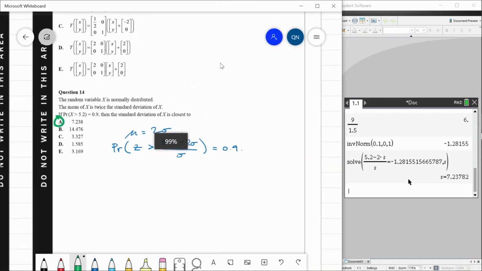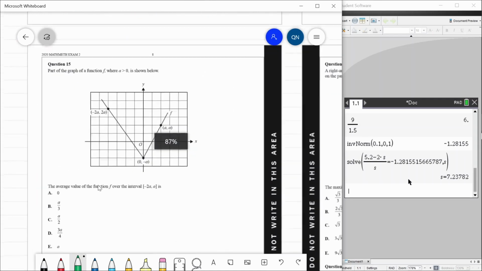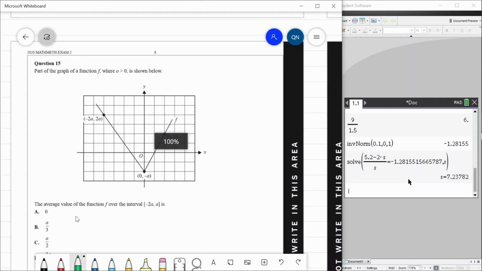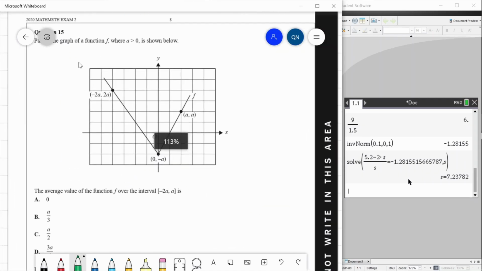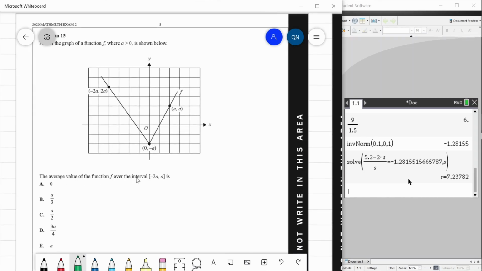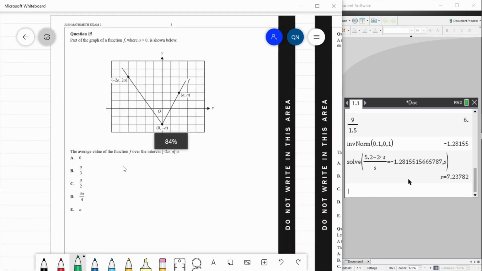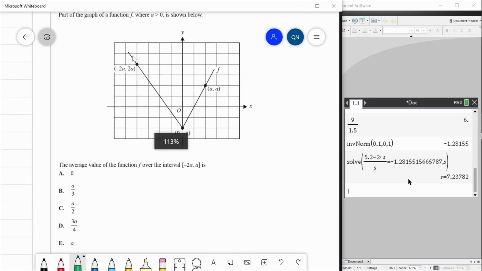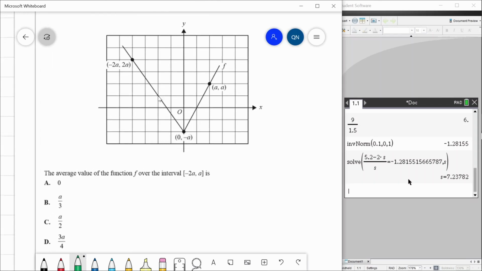Let's take a look at 15. So 15, this is the average value question. Okay, so part of the function f, the average value of f over this interval. We can break this up a little bit. We've got this section on the left and another section on the right. You can take a look at the average values on each side and then take the average weighted value, whatever that means.